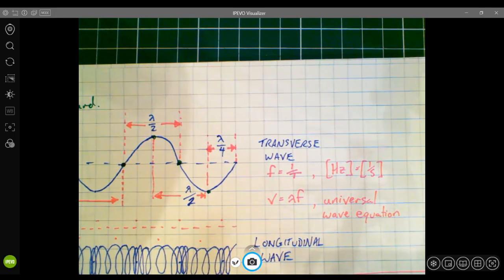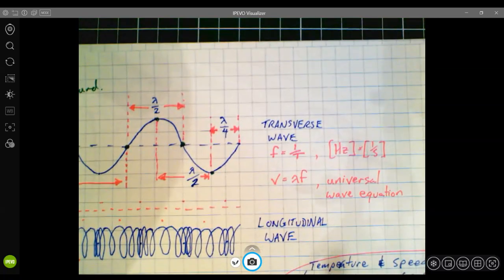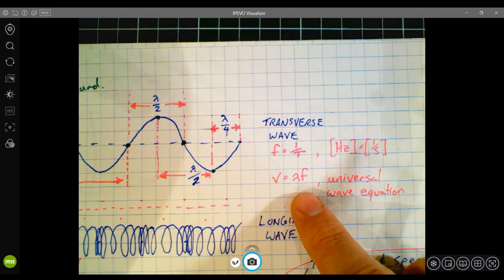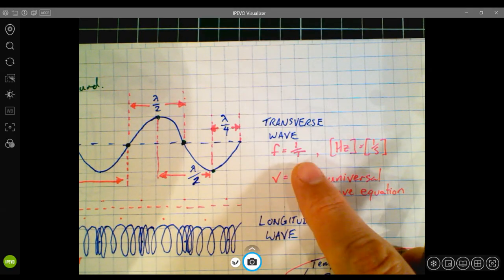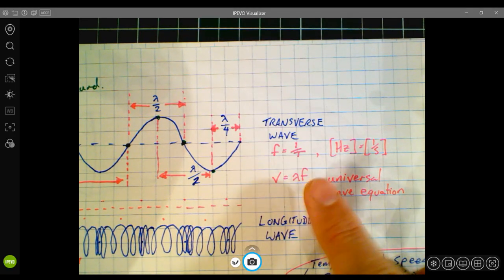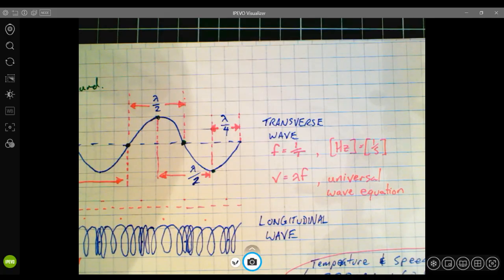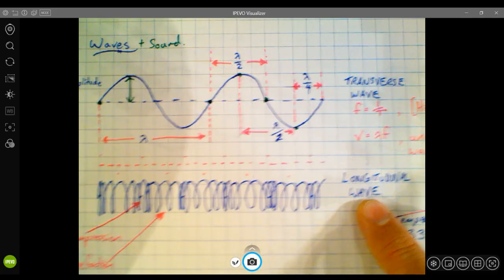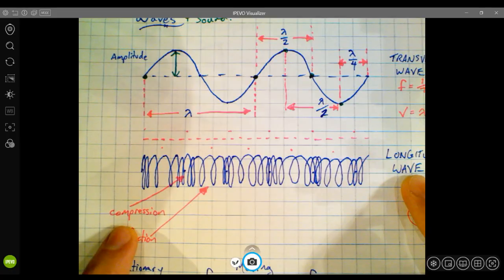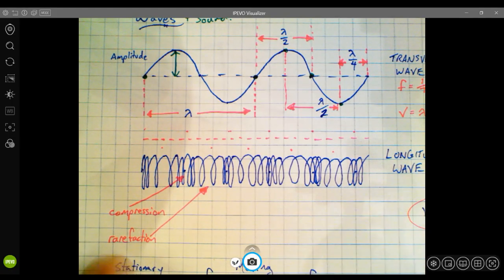In terms of the universal wave equation, we wrote v equals lambda f, where lambda is the wavelength we talked about over here, and frequency is the number of cycles that happen per second. That's the universal wave equation. We also talked about longitudinal waves. These longitudinal waves, these waves that have compression regions and rarefaction regions, were another kind of wave.